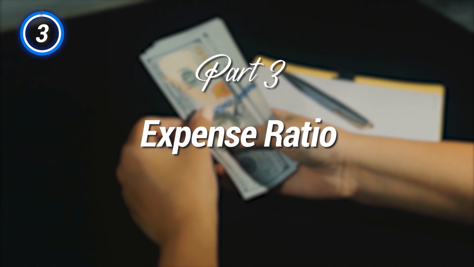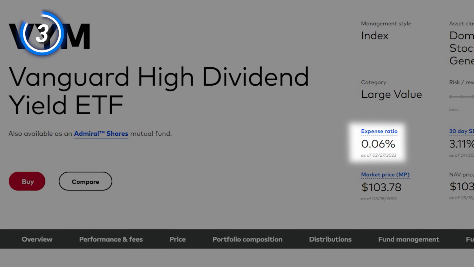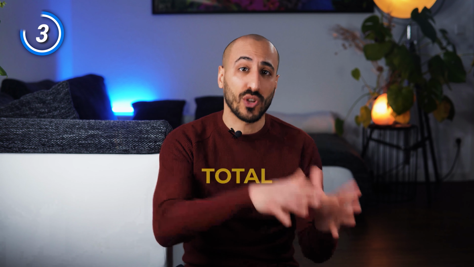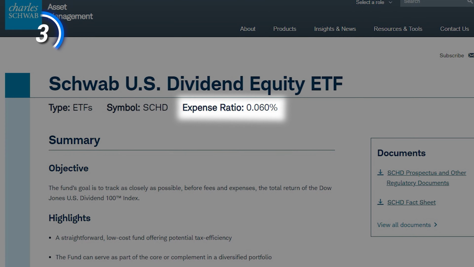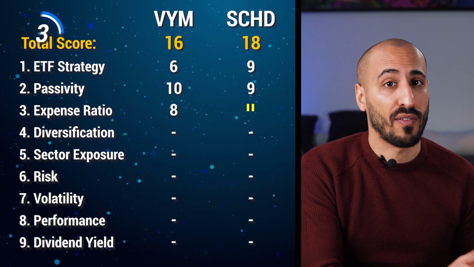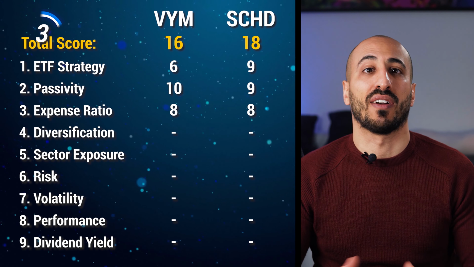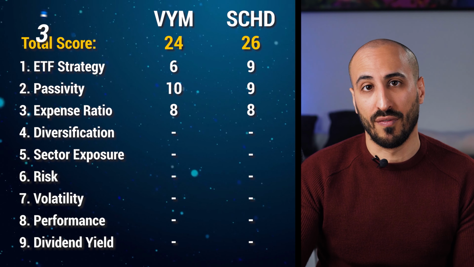The third aspect is the expense ratio, and this is going to be pretty quick. VYM has an incredibly low expense ratio of 0.06%, and this is because of the total passivity of the management style. That means that it will cost you $6 per year for every $10,000 you own. The interesting thing is that SCHD, which as we've seen is only 90% passive and can manage up to 10% actively, offers the same expense ratio of 0.06%. Considering this, I'm going to give 8 points to both VYM and SCHD because they both have a great expense ratio, and SCHD leads now with 26 points against 24 of VYM.